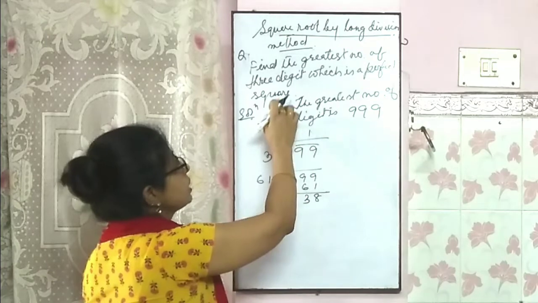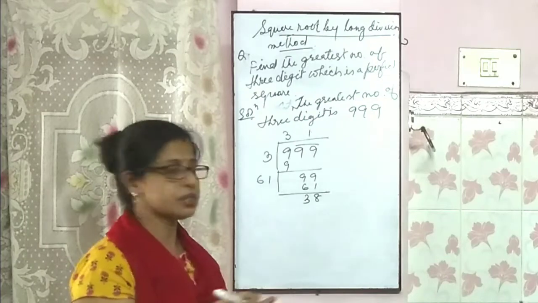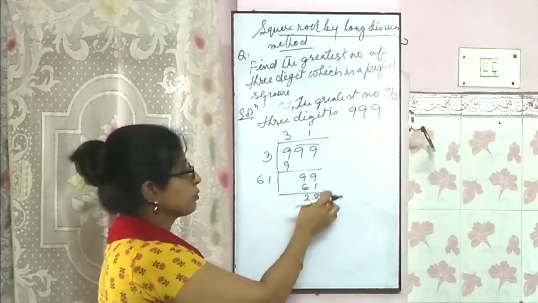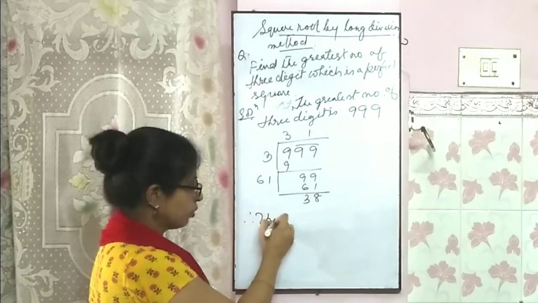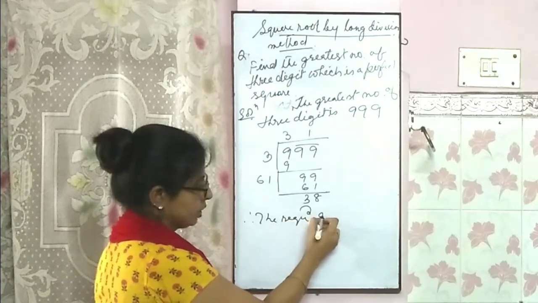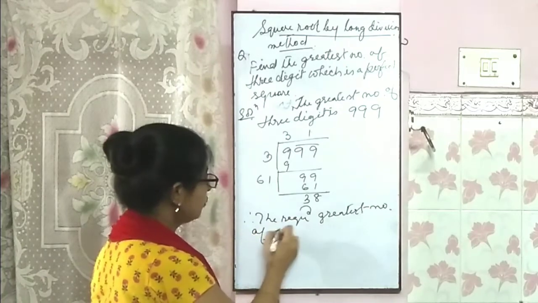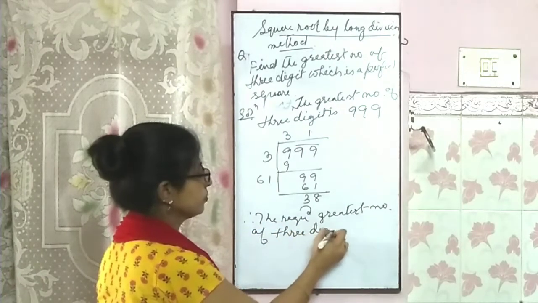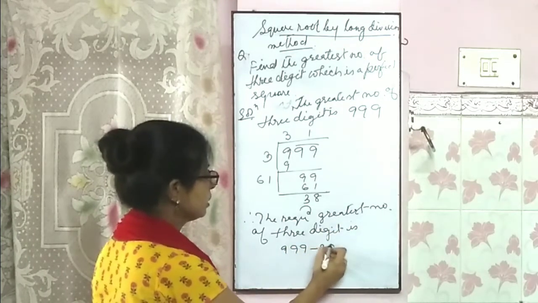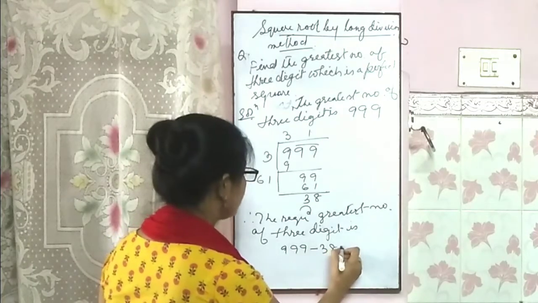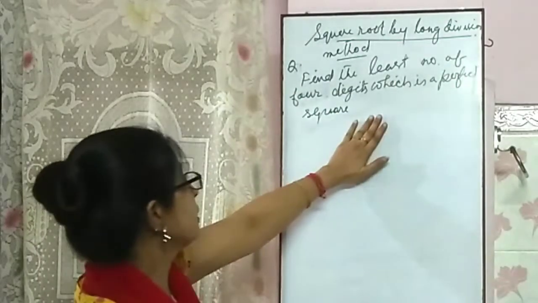So when it is to be found out the greatest number of 3 digits or 4 digits, 5 digits, whatever it is, this remainder has to be subtracted from the dividend to get the required number. Therefore, the required greatest number of 3 digits is 999 minus 38. So it will be 961.